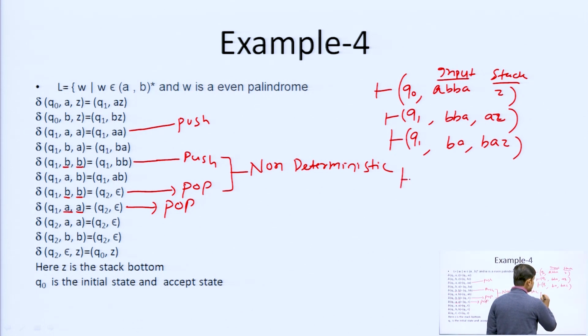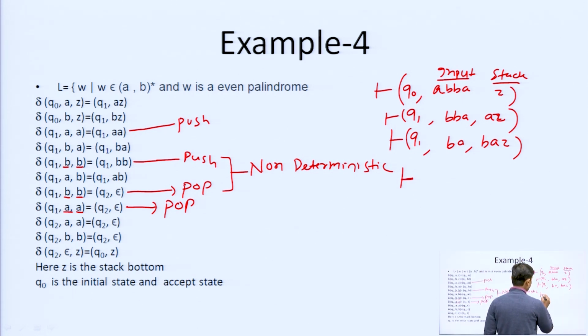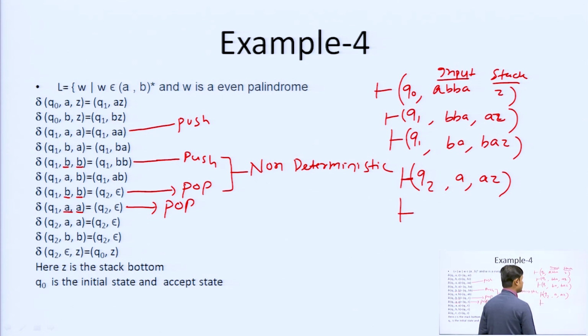In Q1, input is B, stack top is B. We have two transitions: push B and go to the same state, or pop B and go to the Q2 state. So here it is non-deterministic. We have to pop, because half of the string is already pushed into the stack and we have to make the stack empty. So we go for the pop operation. Then in Q2, we pop A from the stack.